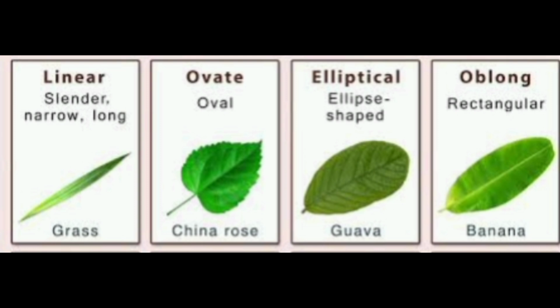Let's see some of the shapes of leaves. First one is linear. That is grass. You have seen grass, right? The shape of the grass leaf is linear. Then some are ovate shaped, which can be seen in hibiscus leaves. Then elliptical shape. Guava, you know? Those leaves are elliptical in shape. And banana leaves are rectangular in shape. So these are the different shapes of leaves other than what we see in the book.